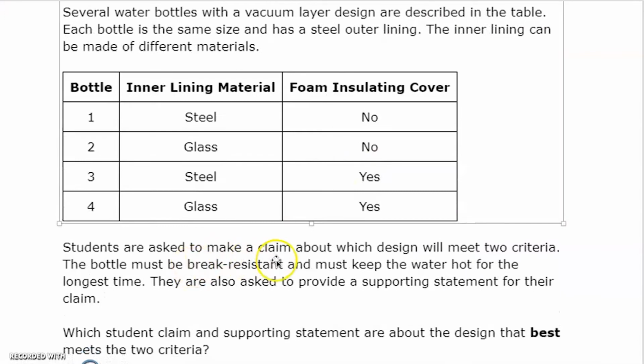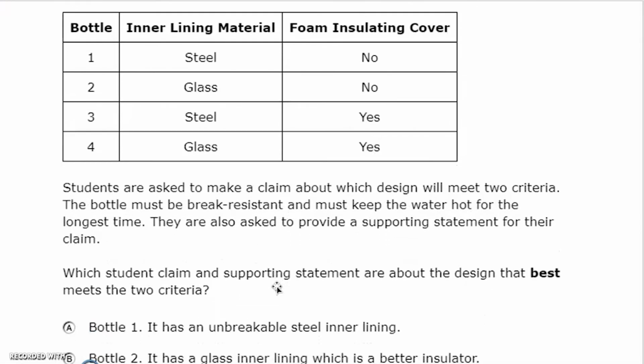Students are asked to make a claim about which design will meet 2 criteria. The bottle must be break resistant and must keep the water hot for the longest time. They're also asked to provide a supporting statement for their claim. Okay, so which student claim and supporting statement are about the design that best meets the two criteria? So the criteria are like the requirements. And the requirements are that it has to be break resistant and it's got to keep the water hot.